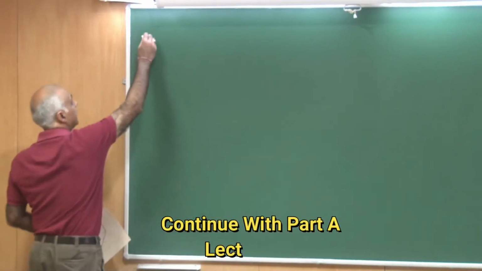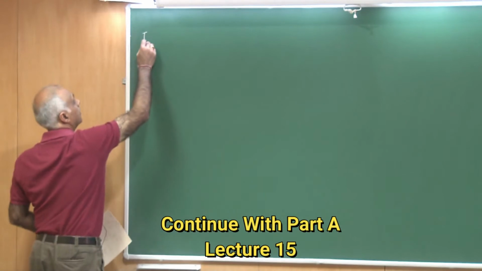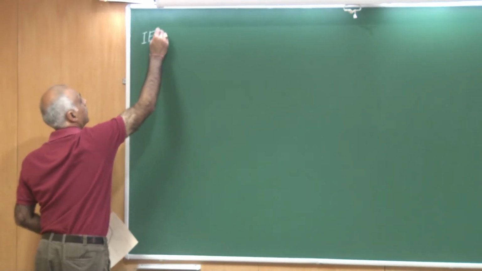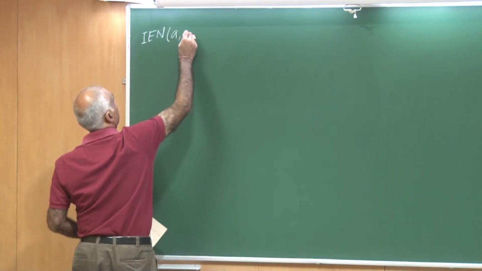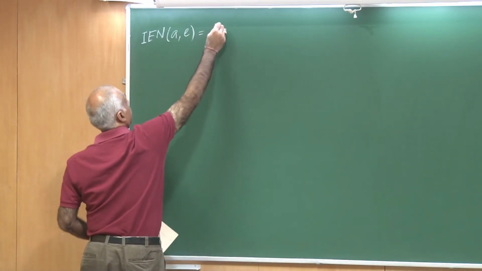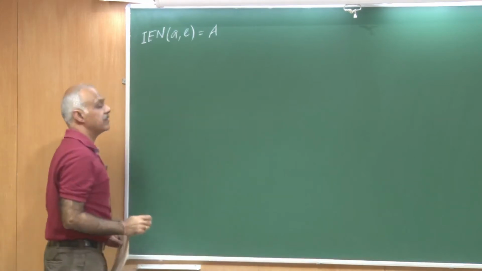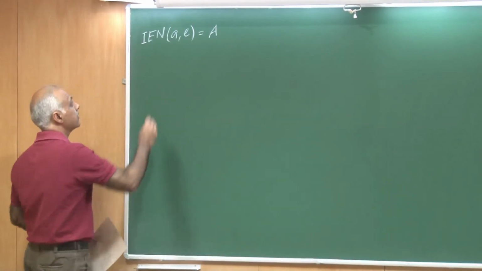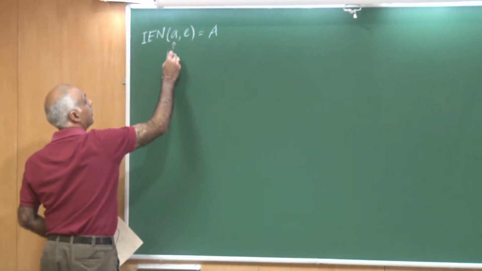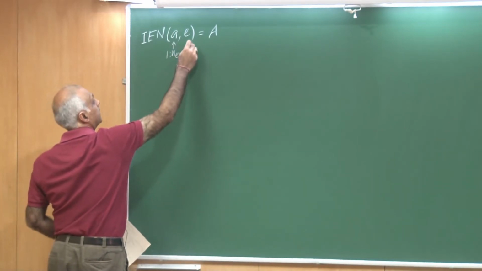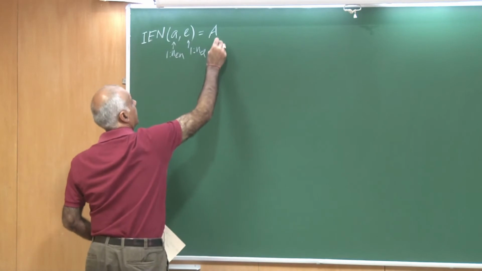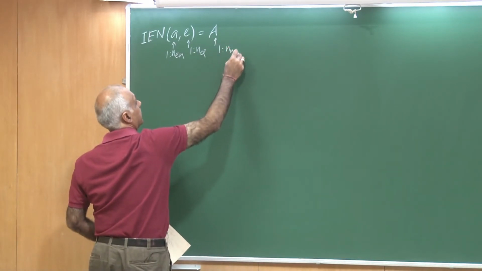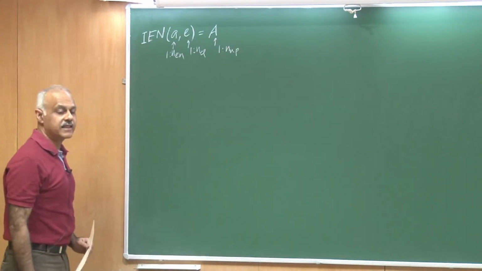Alright, so let me just write down the various arrays for you. The IEN array, A comma E, is going to have a node number. So, A goes from 1 through NEN, E goes from 1 through NEL, and A goes from 1 through NNP. This is the connectivity array.